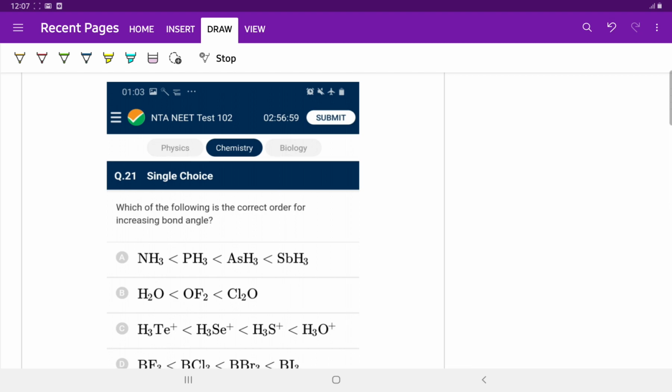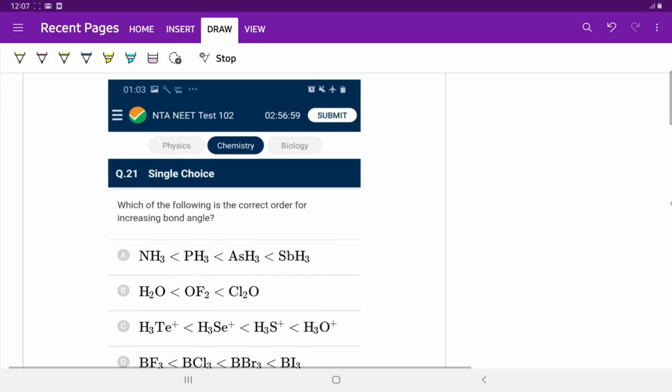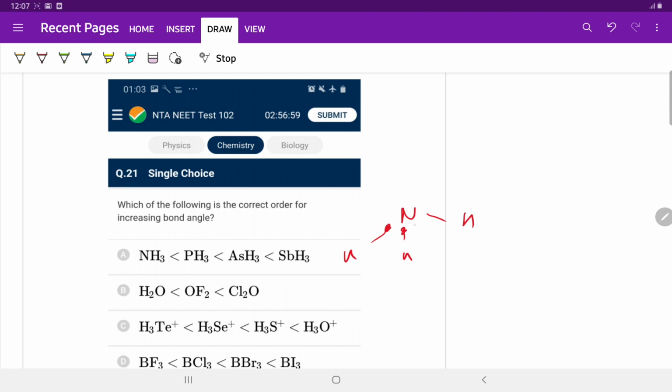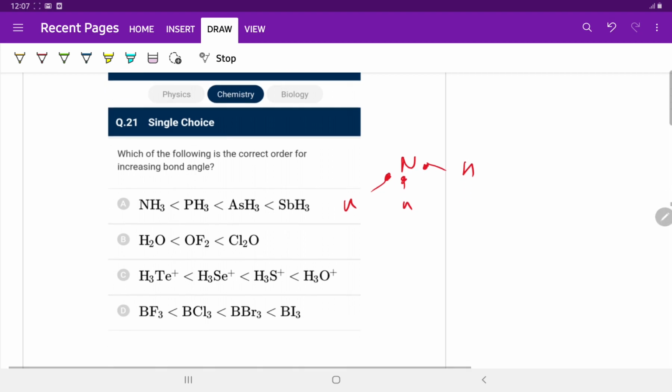Which of the following is the correct order for increasing bond angle? In option A there is NH3, and due to the high electronegativity of nitrogen, the electron pair of the bond is shifted towards nitrogen, hence the bond angle is maximum for NH3. What is the correct order? This is an incorrect order. H2O, OF2 and Cl2O.